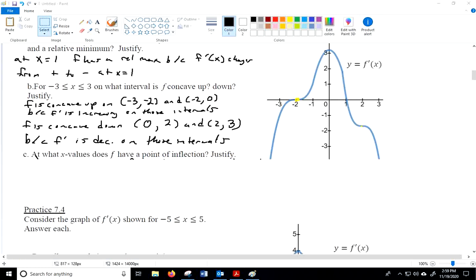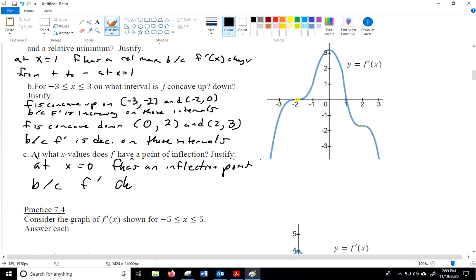Okay, so at what x values does f have an inflection point? F has an inflection point where f prime changes from increasing to decreasing or decreasing to increasing. So that is going to be at x equals 0. F has an inflection point, or point of inflection, because f prime changes from increasing to decreasing.